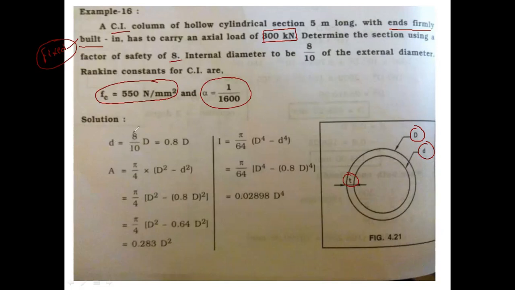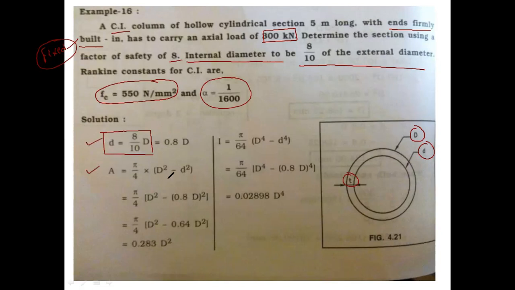The internal diameter is equal to 8/10 times the external diameter. That is, small d is equal to 8/10 times the external diameter. 8/10 means 0.8 times D. That's it. So let's keep that aside.